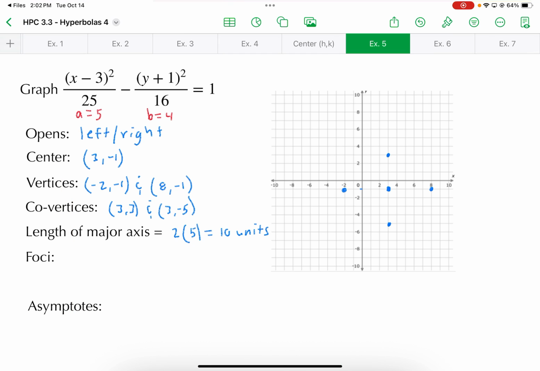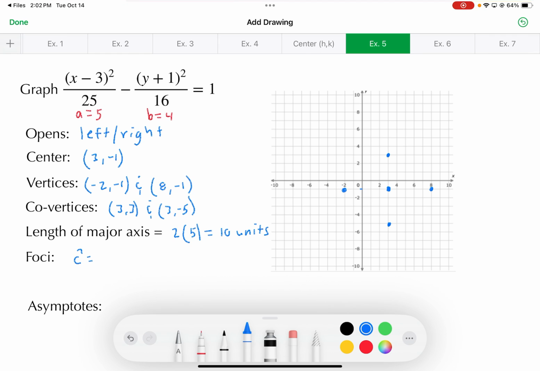All right, to get my foci, c squared equals a squared plus b squared. So that's 25 plus 16, or 41. That means c is radical 41. And I'm going to add and subtract that to the x coordinate of the center to get my foci. So 3 plus or minus radical 41, comma, negative 1.